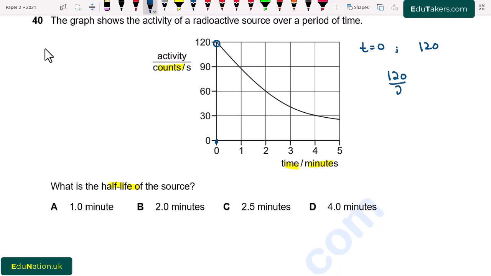So when the count rate remains half, it will be 120 divided by 2, which is 60. 60 is given at this point. Here the corresponding time is 2. It means that the half-life is 2. When 2 minutes pass, half of the elements decay. So from here option B is correct.